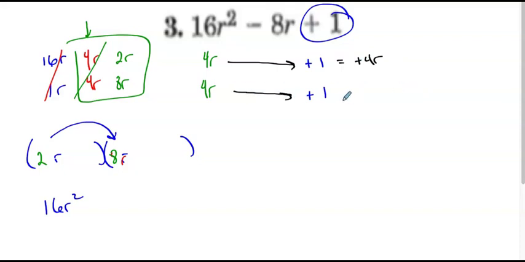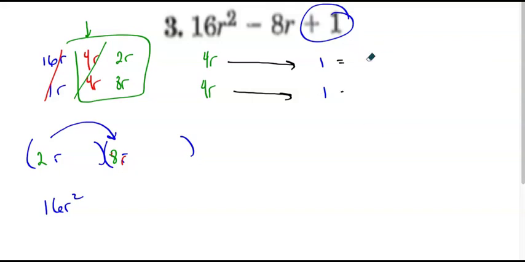If I do 4r times positive 1, again I get a positive 4r. And if I add these two up, I get a positive 8r. Okay, that's close, but I don't want a positive 8r. I need a negative 8r. So I'm going to change these factors.